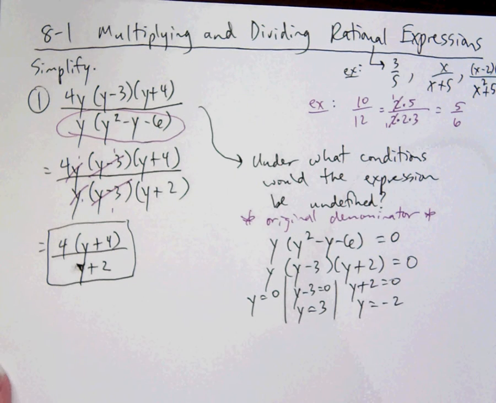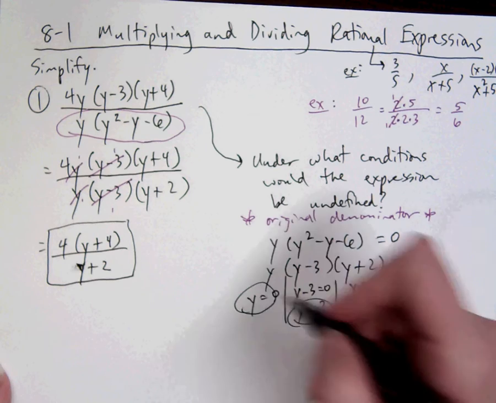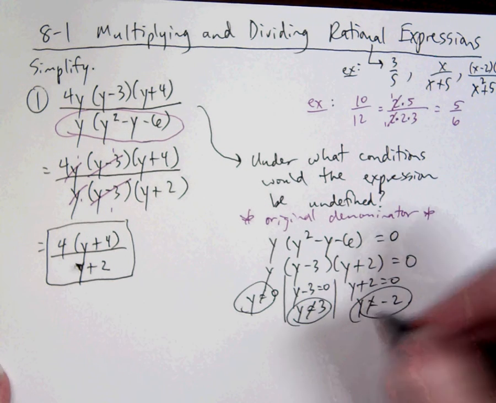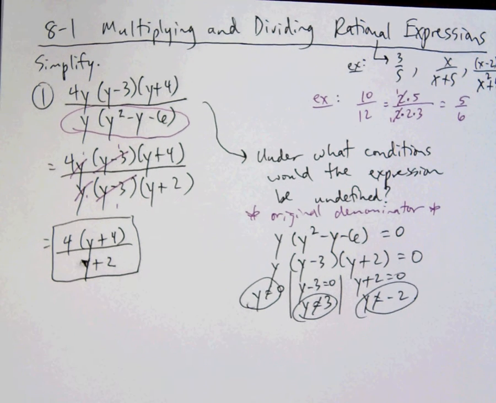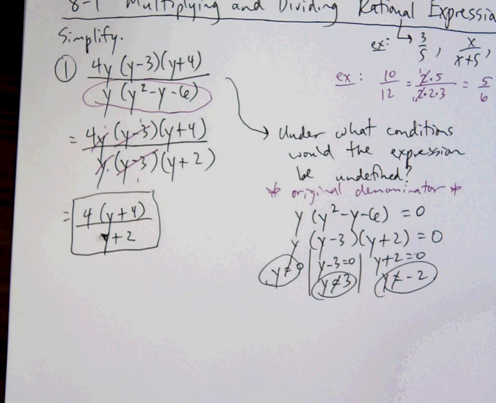So under what conditions would make it undefined? These ones. Or in other words, y can't be 0, y can't be 3, and y can't be negative 2 in this specific problem, or it would make our whole expression undefined. Okay, so side note over, like I said, it'll be really helpful later. The rest of what we're doing today is simplifying, multiplying, dividing.